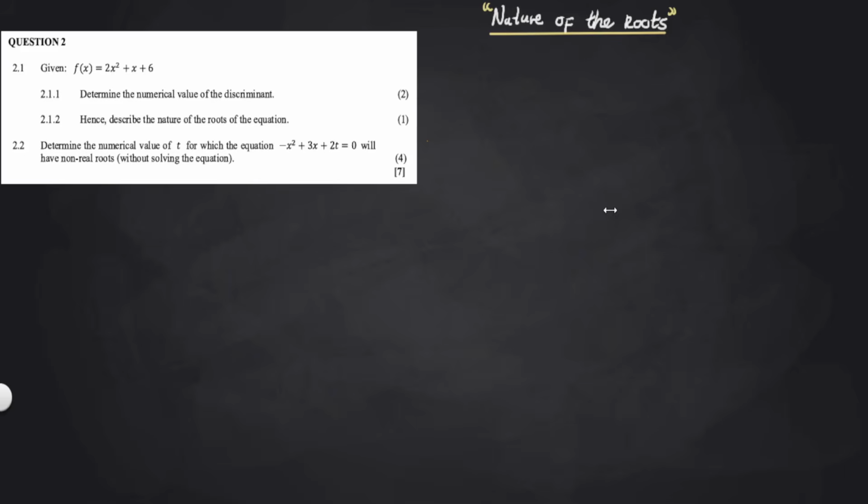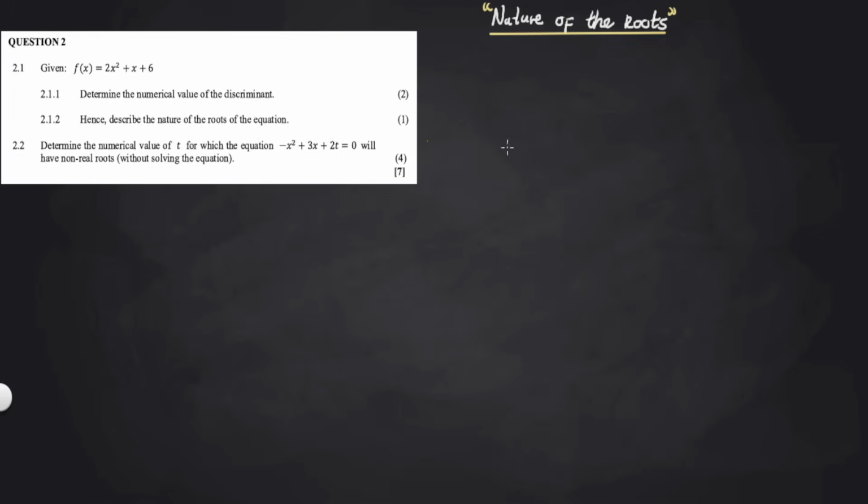Now here's question 2. This question strictly focuses on the nature of the roots. This is quadratic equations theory, right? Finding a solution or doing an analysis on the quadratic equation and determining the nature of the roots without having to solve the equation. So we are given 2.1, f of x as 2x squared plus x plus 6.